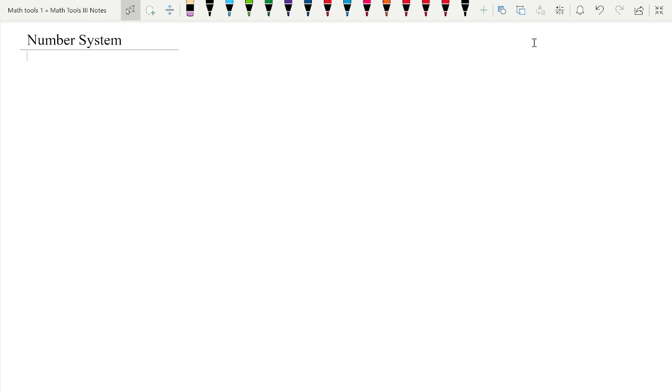Okay, so in this last week of this Math Tools 3 course, we want to focus on something a little bit different. This section of the course is going to look a lot different than really any of the Math Tools stuff we've done up to this point.